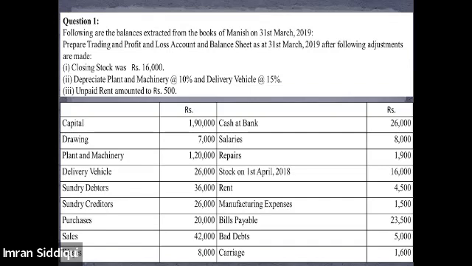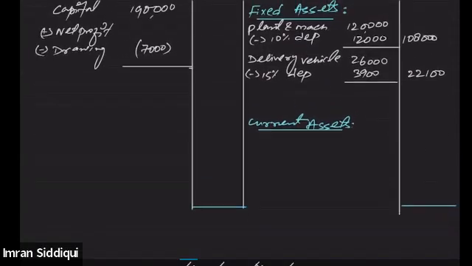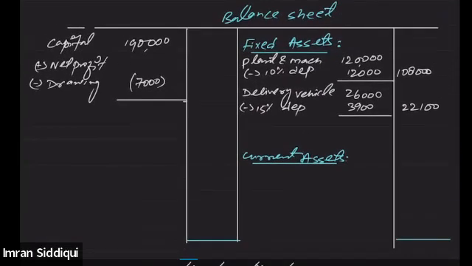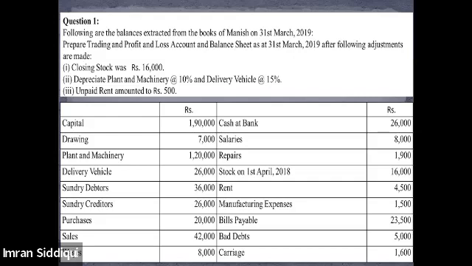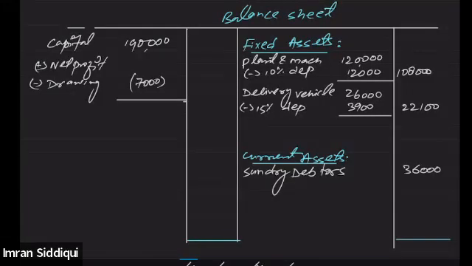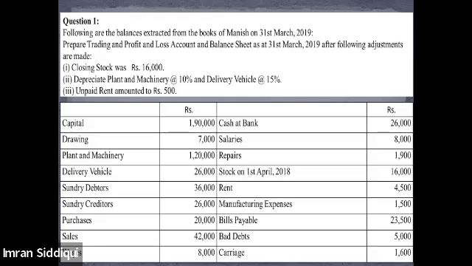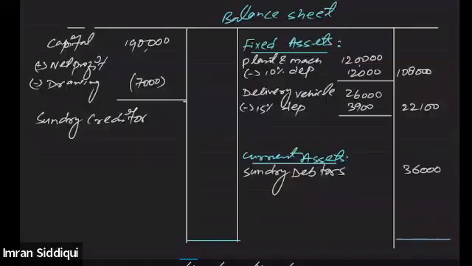All right, then moving to the next item, we have sundry debtors, and there is no adjustment information given in respect of the sundry debtors, so we can directly write down the entire amount in the current asset section of the balance sheet. Sundry debtors is 36,000. After that, we have sundry creditors. No adjustment is given in relation to the sundry creditors. We can write down the entire value on the liability side of the balance sheet. Sundry creditors is valued at 26,000.